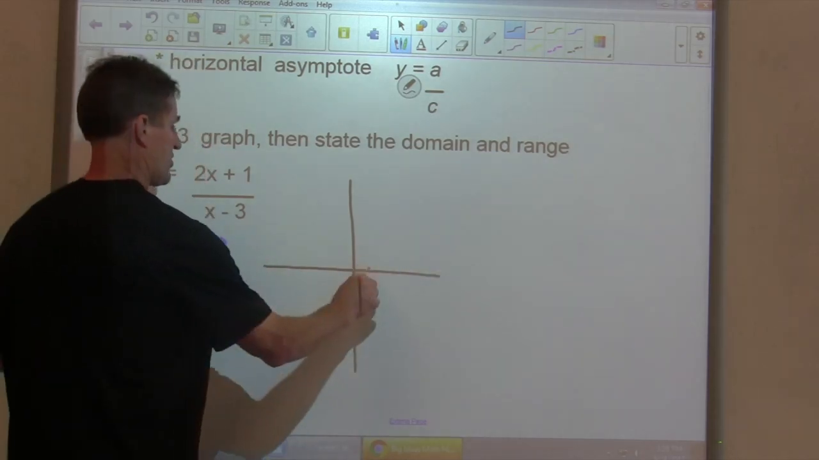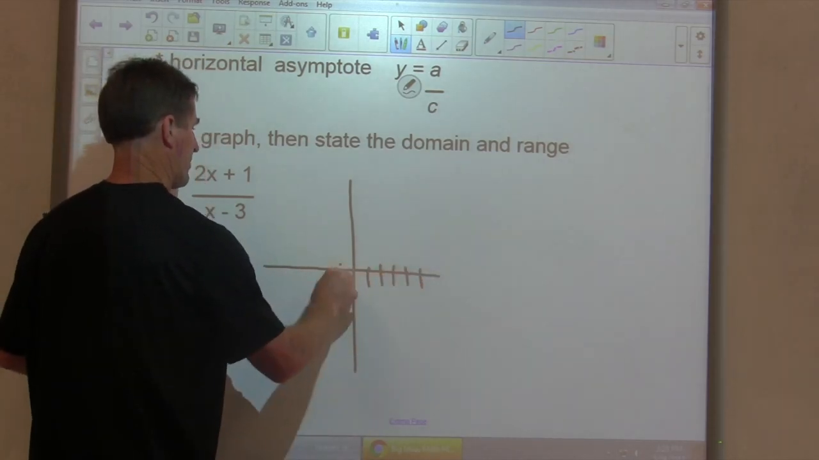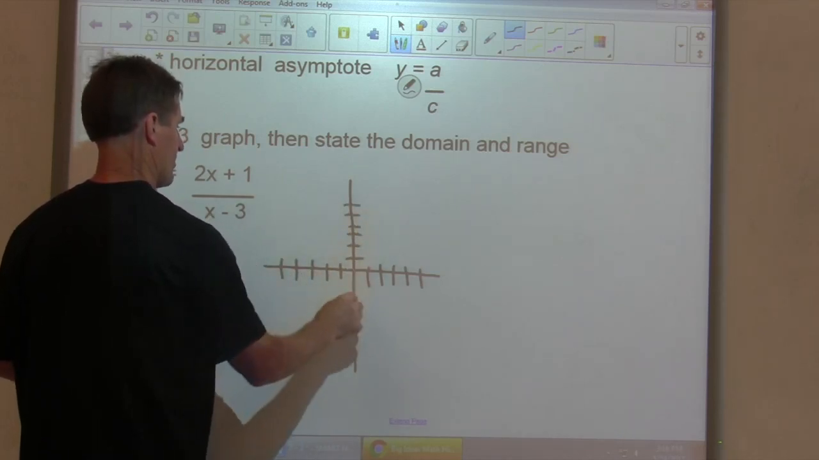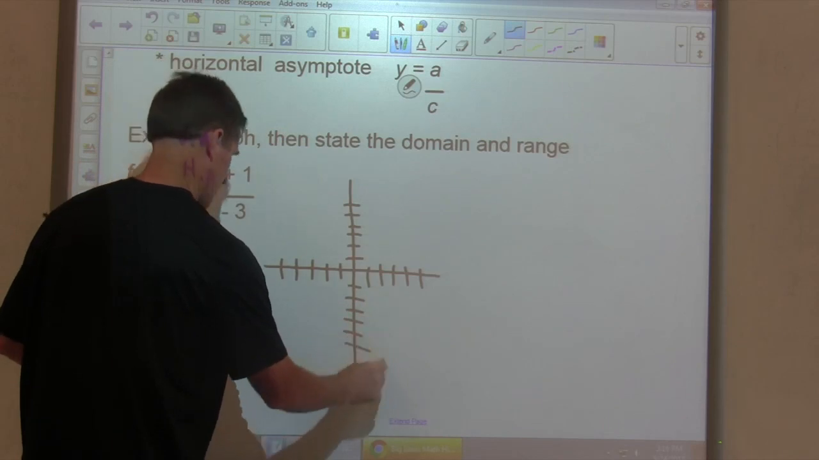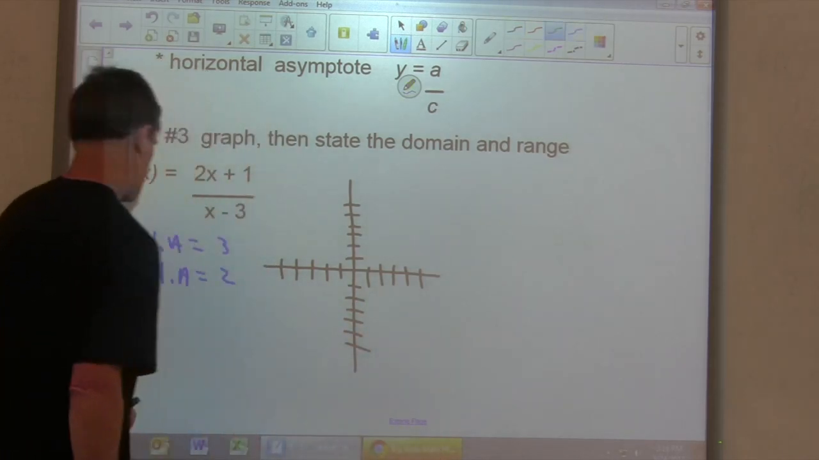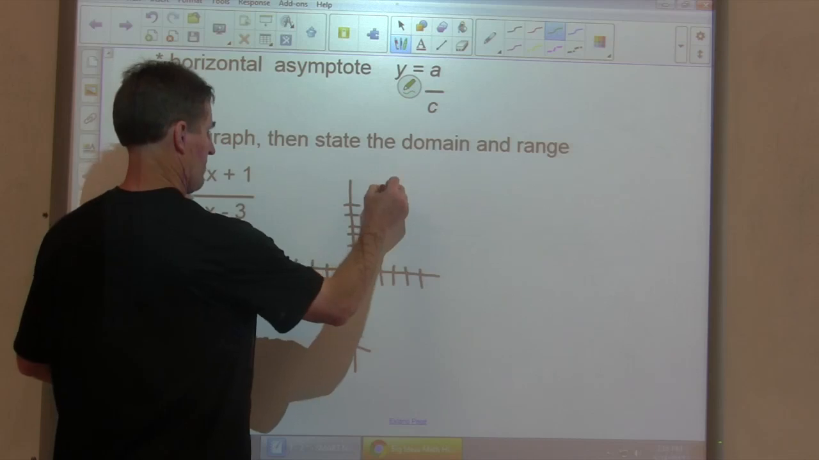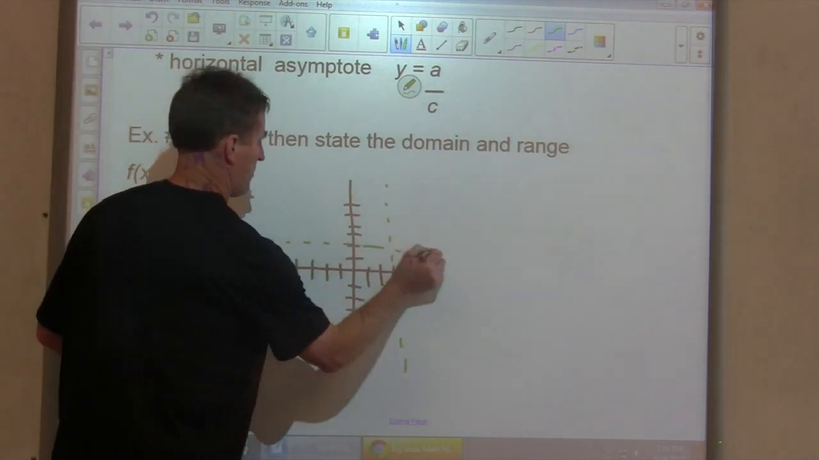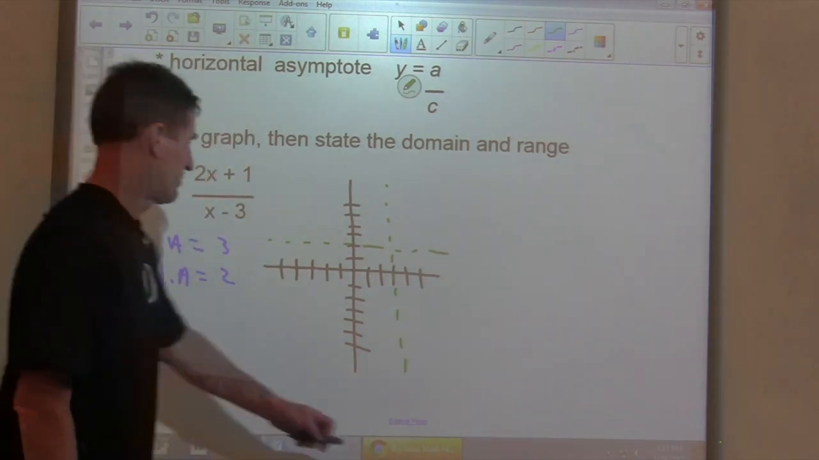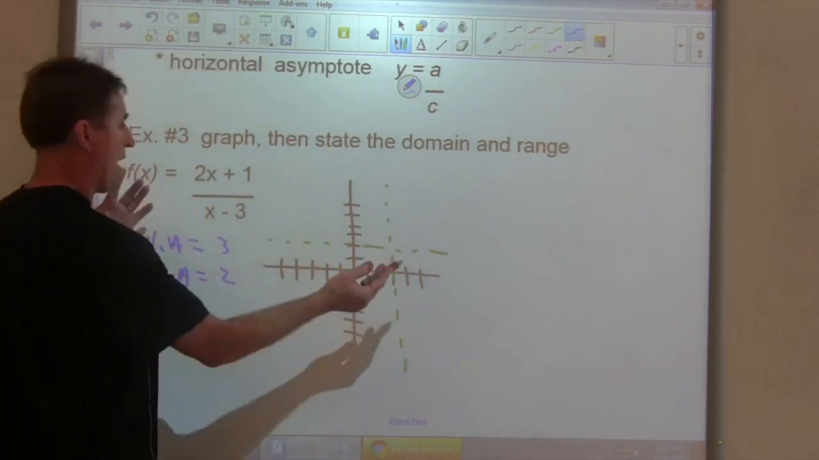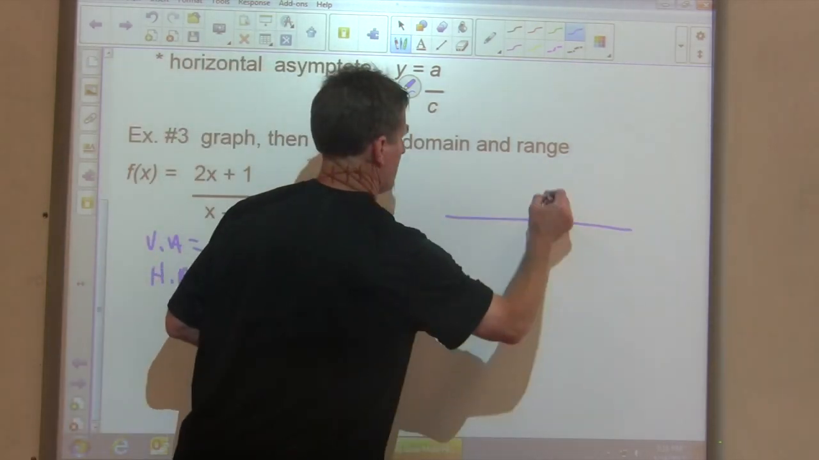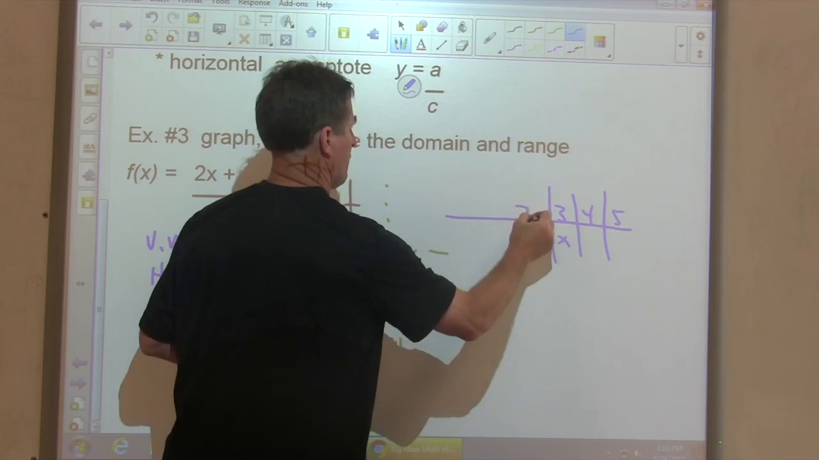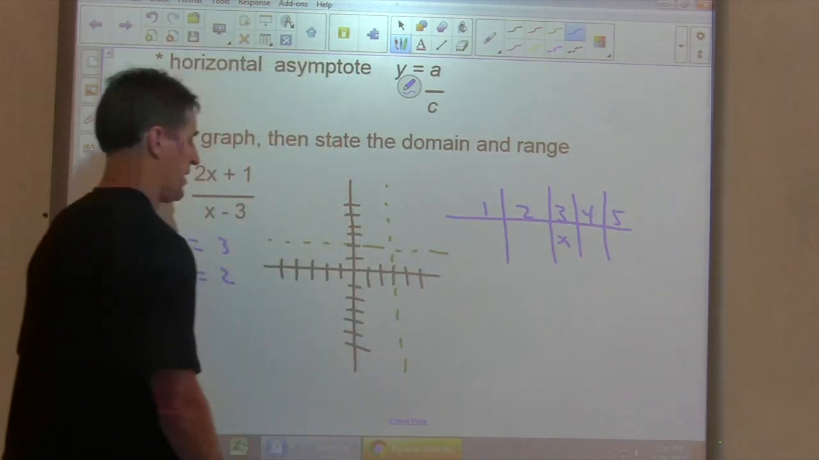We have a vertical asymptote at 3. So our vertical asymptote is at 3, and our horizontal asymptote is at 2. And now we make our chart. So again, we're going to do it the same way. We're going to start at 3, plug in 4 and 5. 3 we don't get a value for, 2 and 1, and we plug them in.